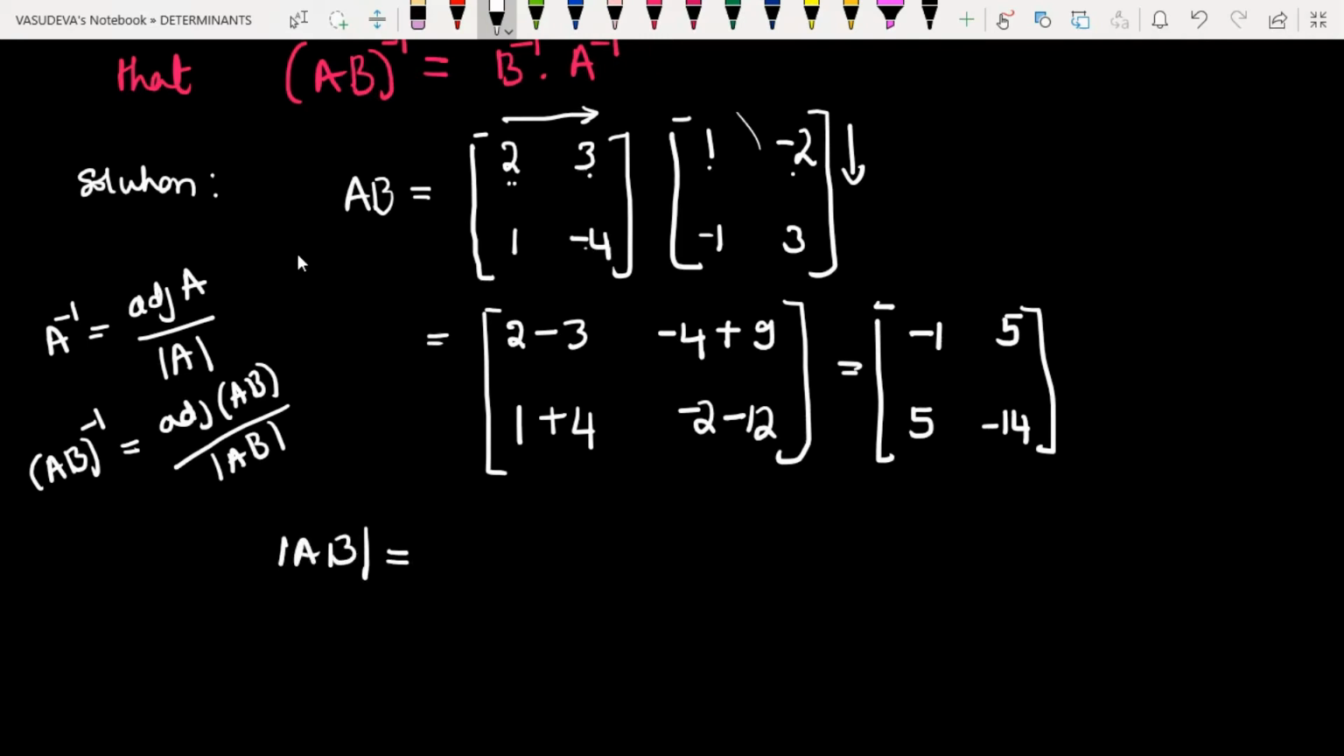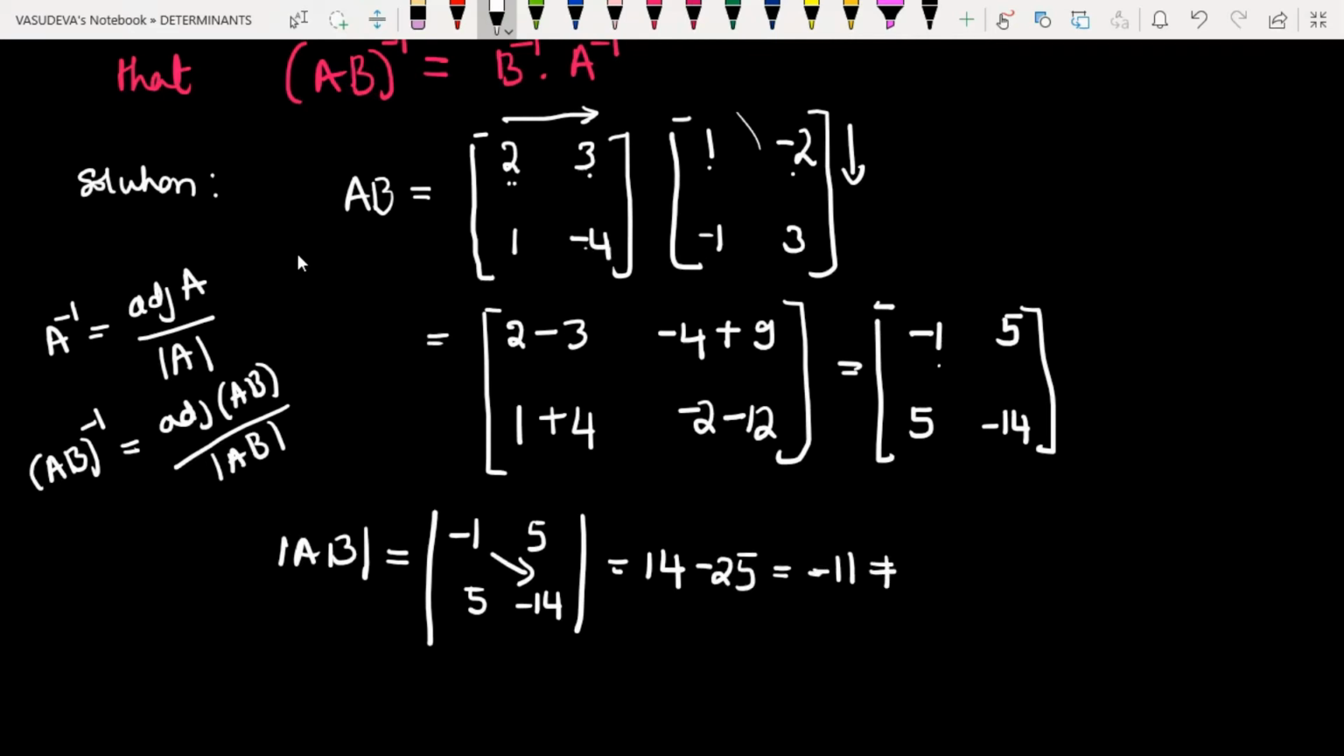So determinant of AB is the determinant of minus 1, 5, minus 14. Expanding this, minus 1 into 14 minus 25, that is minus 11, is not equal to 0. When determinant of AB is not equal to 0, we conclude that the inverse of AB exists. Very important that the inverse of the matrix exists only if A is non-singular.